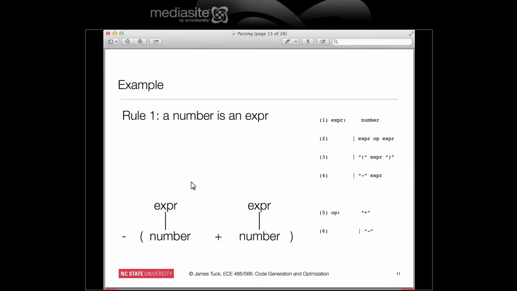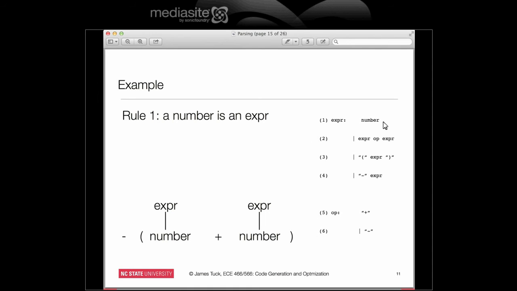Okay, so the first thing we can do is apply rule number 1. And rule number 1 says that a number is an expression. When I'm saying rule number 1, I'm referring to these numbers that I've put here on the grammar. Normally when you specify a grammar, you wouldn't have numbers like this. I've only done this to make the slide easier to understand. So if I ask you to write a grammar at some point, don't put these numbers, unless you're explaining to me how the grammar works.